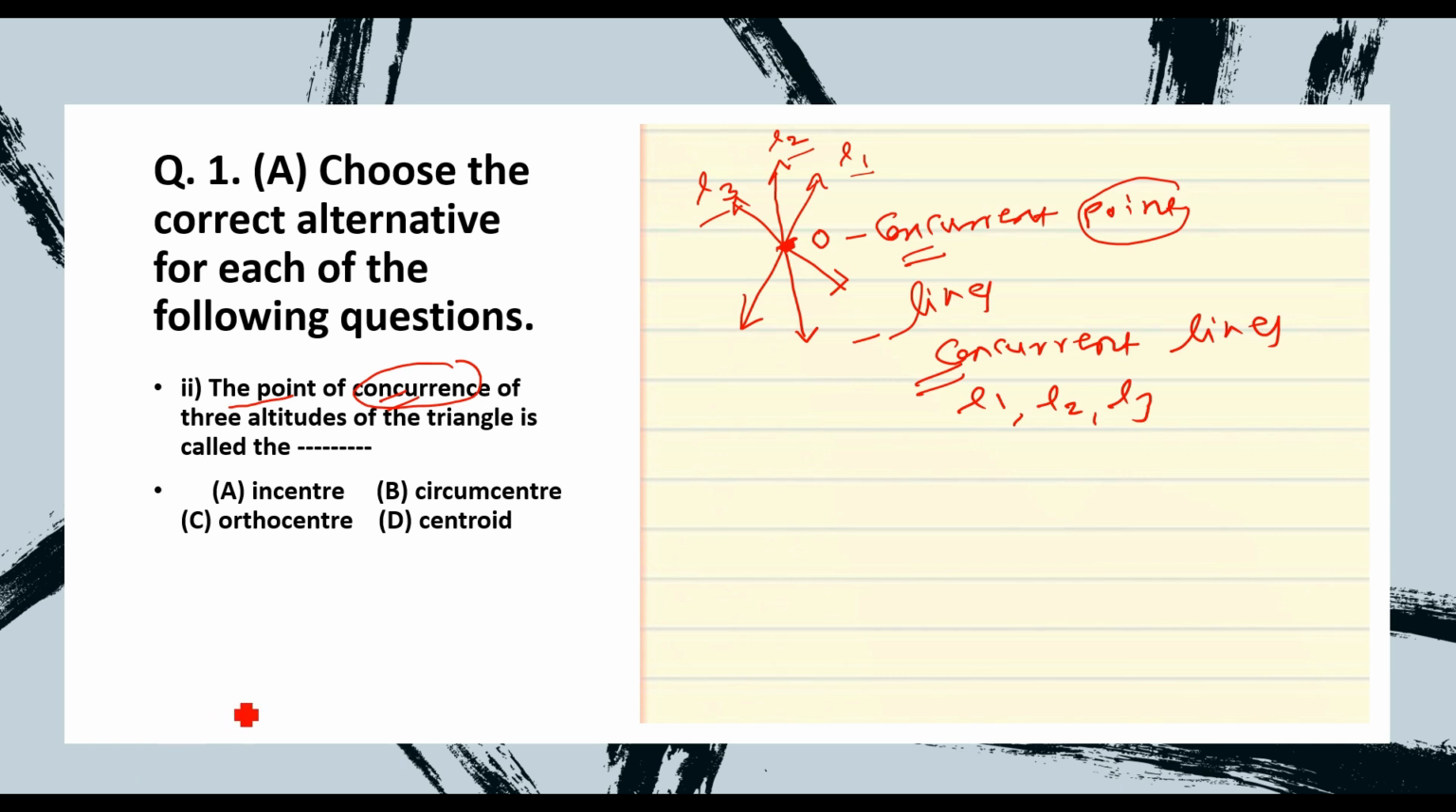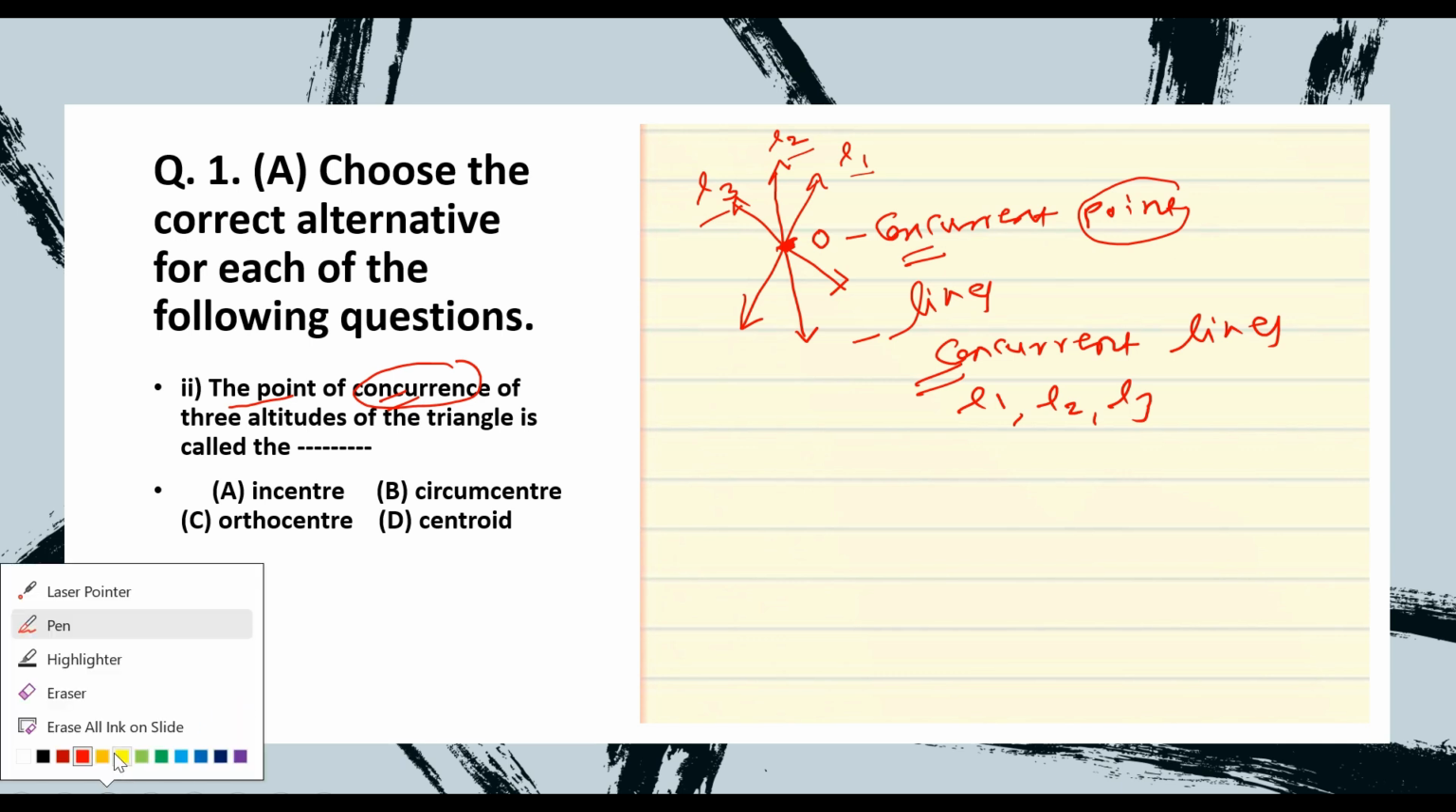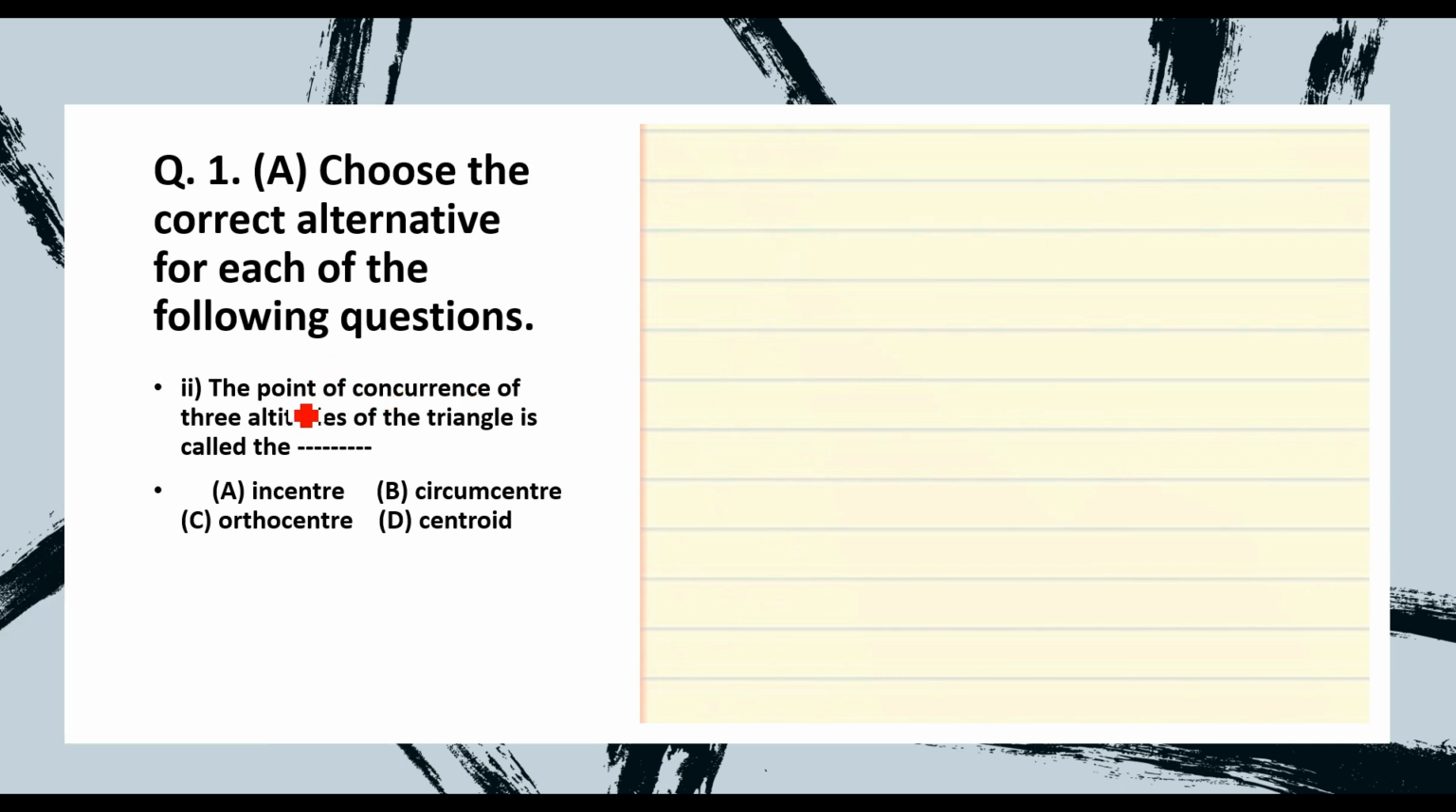Now here the question is asked: the point of concurrence of the 3 altitudes of a triangle. Then we have to first draw a triangle. So let us draw the triangle. This is a triangle. See, we have the triangle named A, B and C.